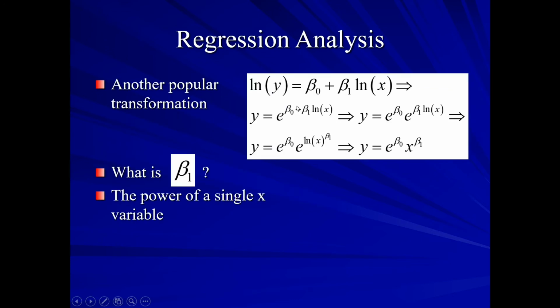Another popular transformation is when I have to take the natural log of y and the natural log of x. And so I get natural log of y equals beta 0 plus beta 1 times the natural log of x.